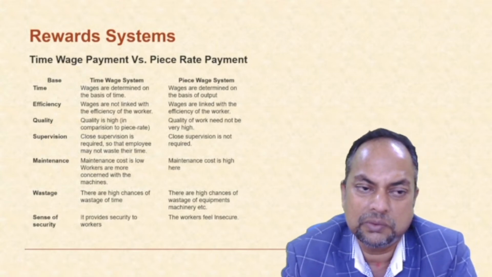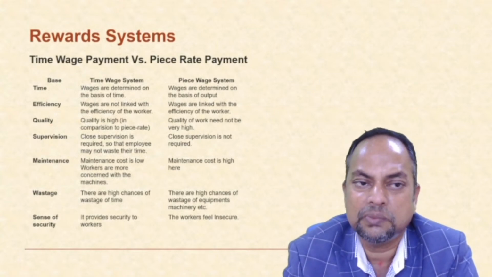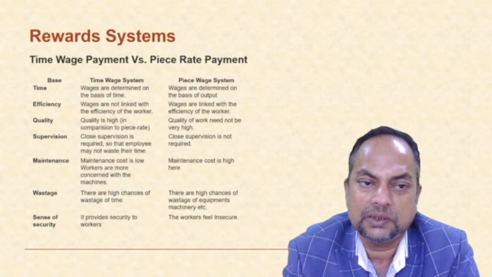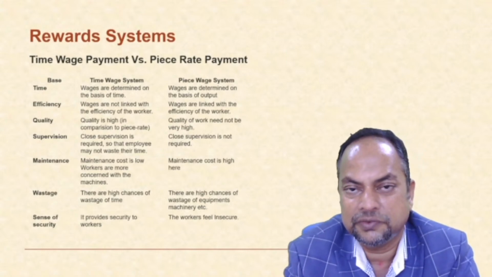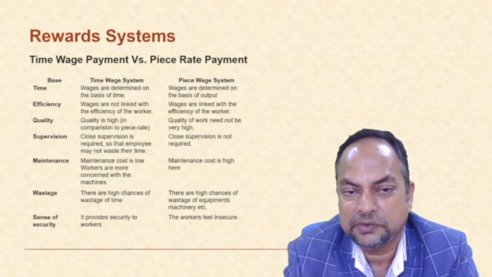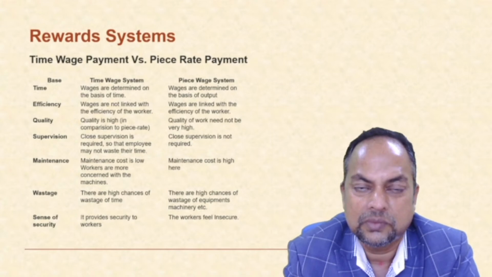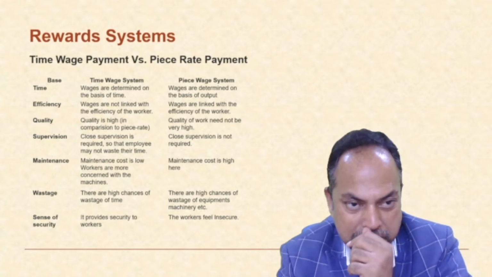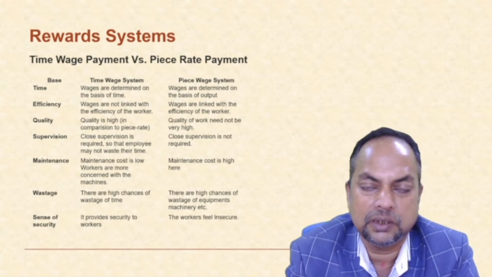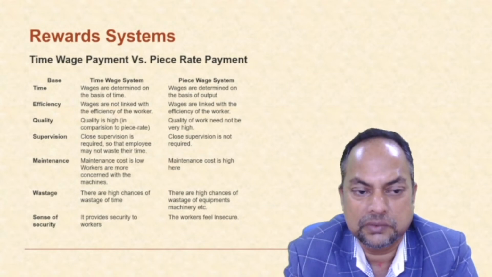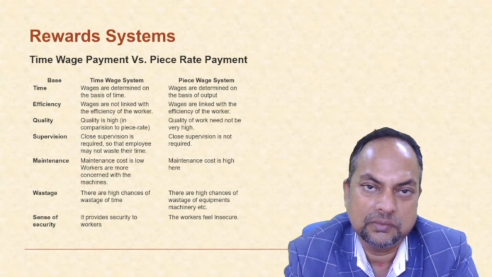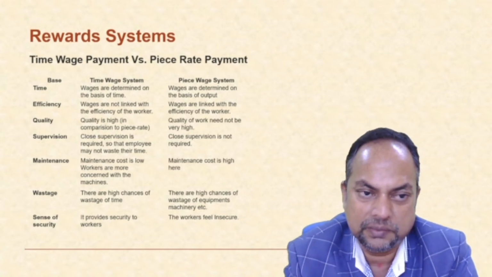So here we will come out with a comparison of time-based system to piece-based system. On the basis of time, okay, these are defined. This time-based system is defined on the basis of the time spent, whereas piece rate system is defined on the basis of the output productivity of the workers. Efficiency. Of course, time-based system has got no linkages with the efficiency of the workers, whereas this piece rate system is directly linked with the efficiency of the workers, right?